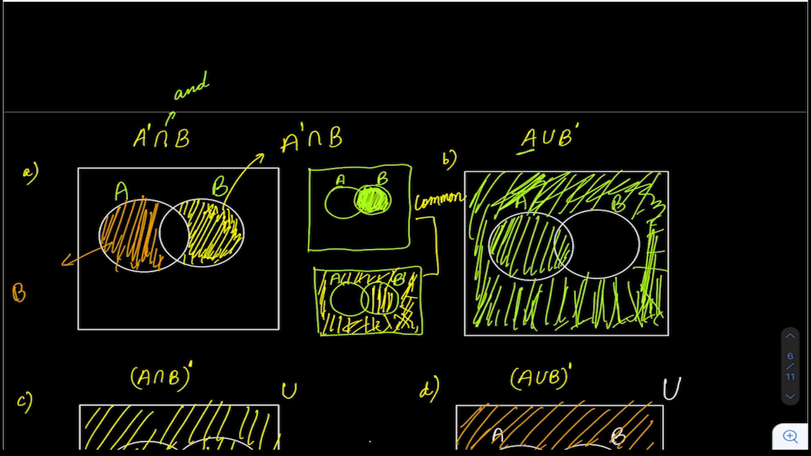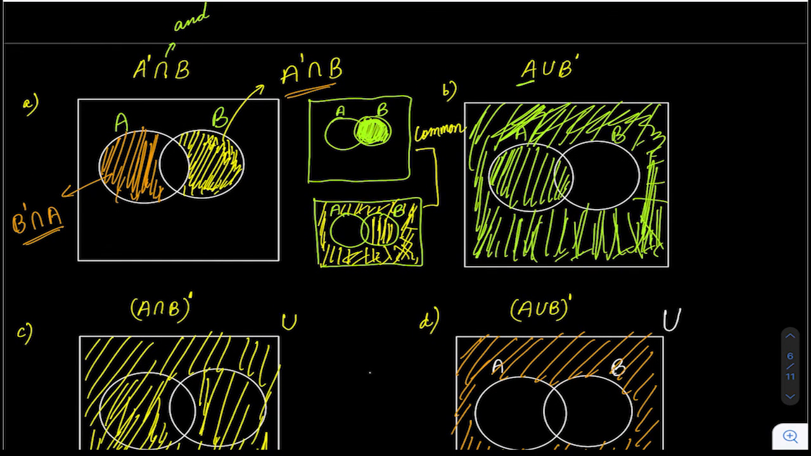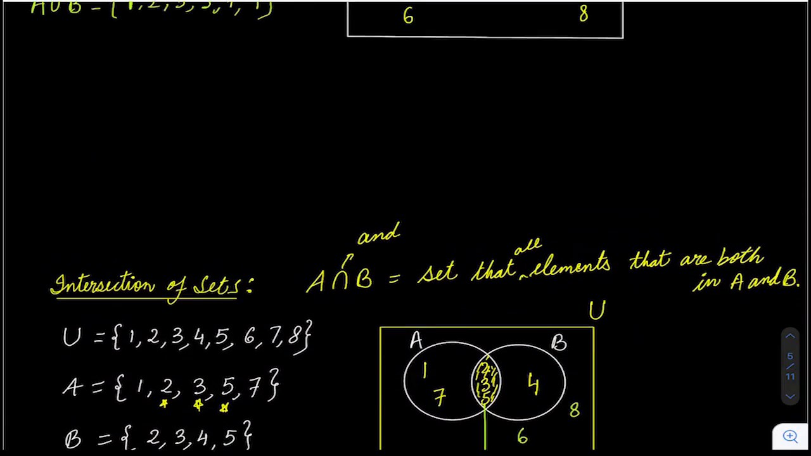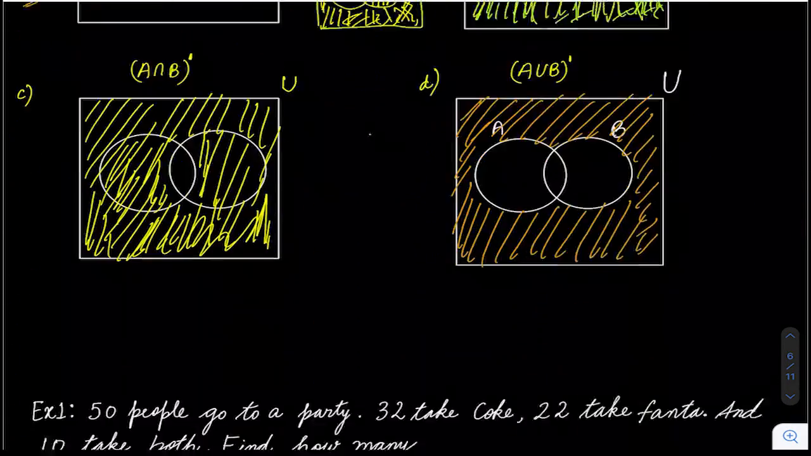This becomes B complement intersection A. So these four are very frequently used: A complement intersection B, A union B complement, A intersection B complement, A union B complement. So you must know what they represent in a Venn diagram. I hope everyone understands. Okay, so this is all about the theory or the basics for Venn diagrams that we need: complement, union, intersection.